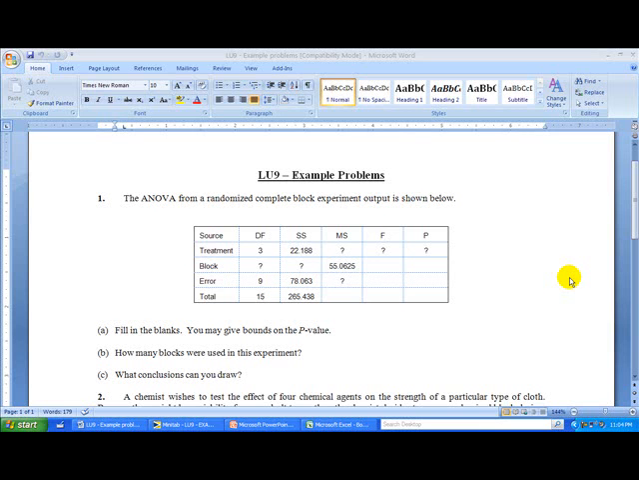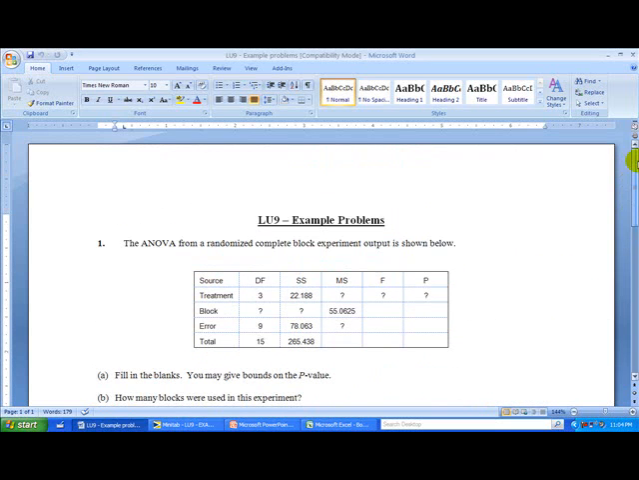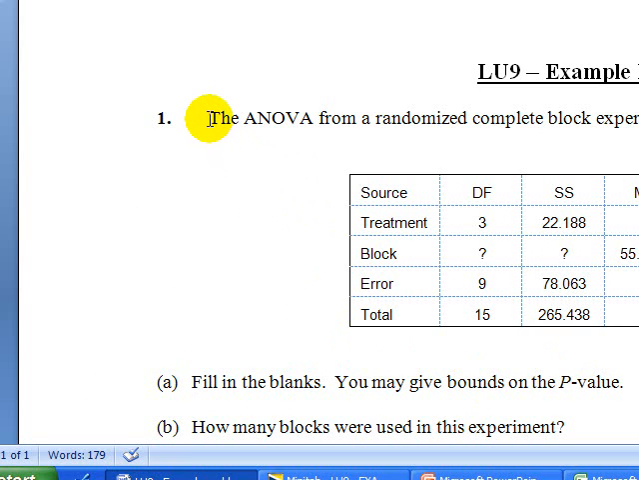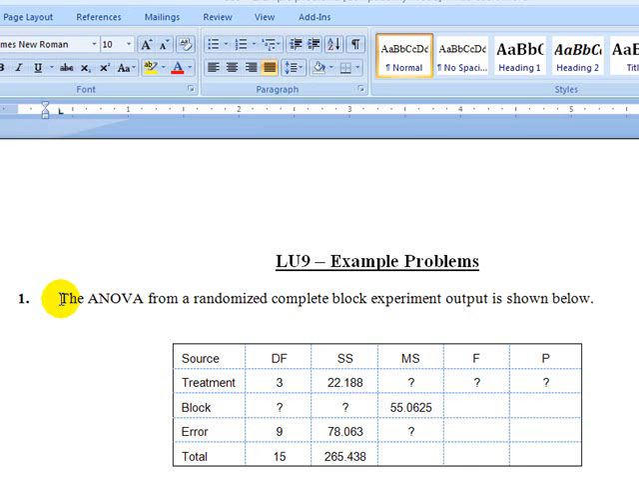Hi students, today I am going to explain two problems which are very similar to your LU9 homework problems. So let us focus on the first problem here. Basically, we need to complete this table. There are some blanks which we need to complete in this table.